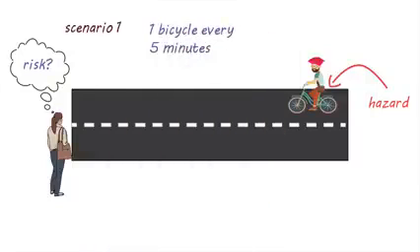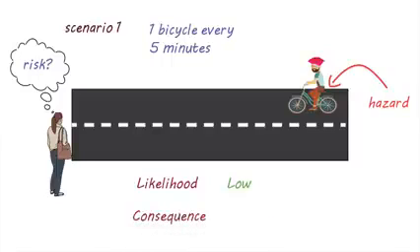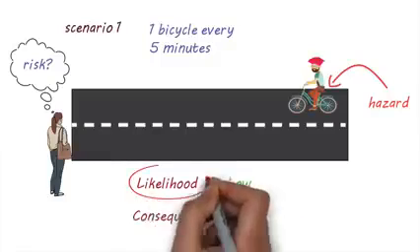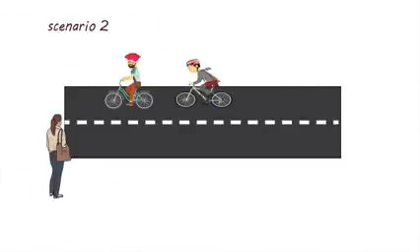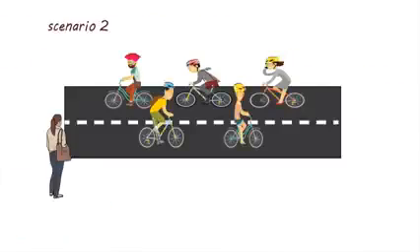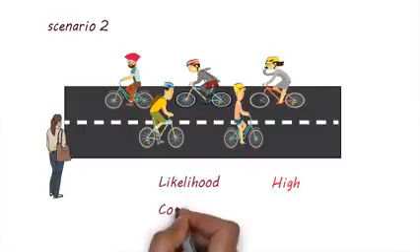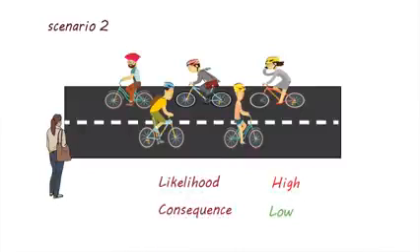Now, because bicycles don't go on that road very often, the likelihood of the bicycle crashing into you is low, right? If the bicycle does crash into you, the consequence of that would be relatively low, wouldn't it? So in this scenario, the likelihood and the consequence are both low. Therefore, the overall risk is low. Now, obviously, if there are bicycles traveling more frequently, the likelihood of a crash would be higher. But the consequence, if a bicycle did crash into you, would still be low.